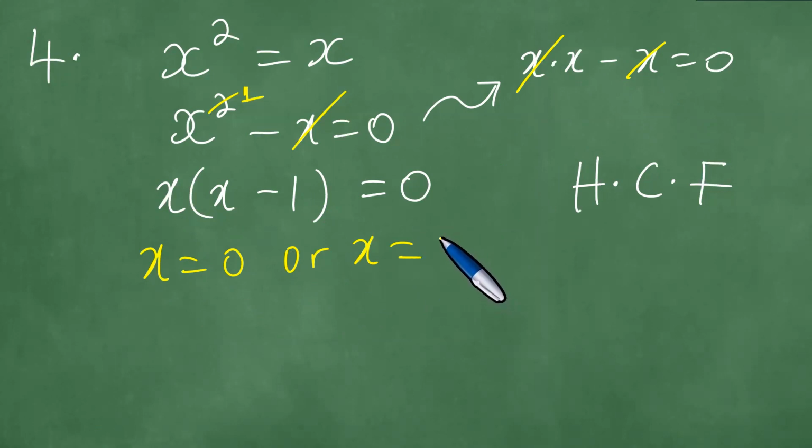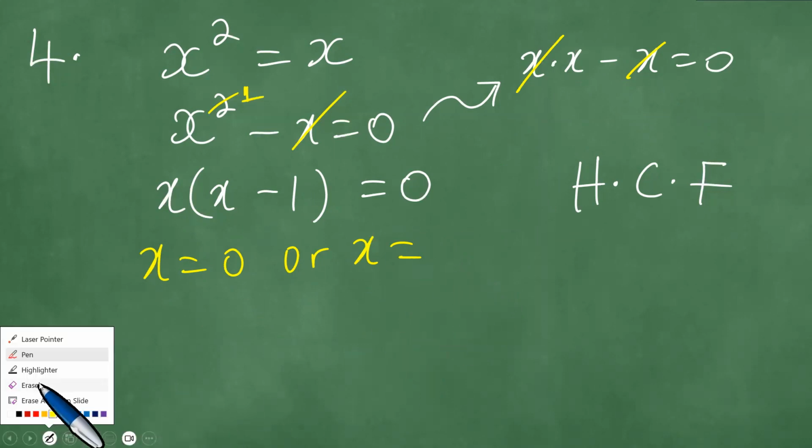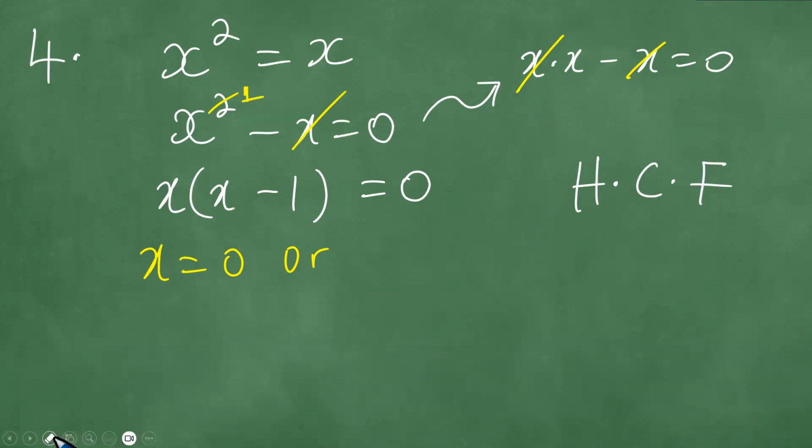Negative. Okay, negative. What do you think? Obviously, this would mean x minus 1 equals 0, which means x is 1. So x equals 1 is one of the answers. So there are two solutions. Okay, let's look at the next one.